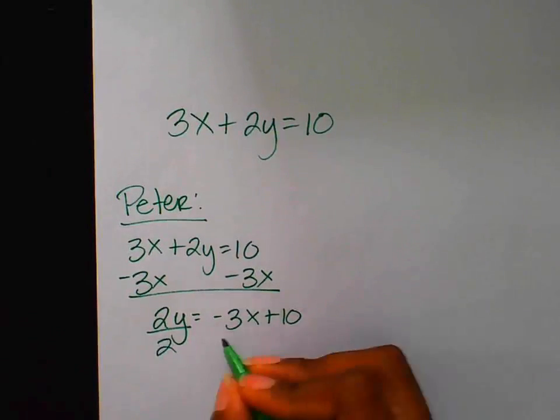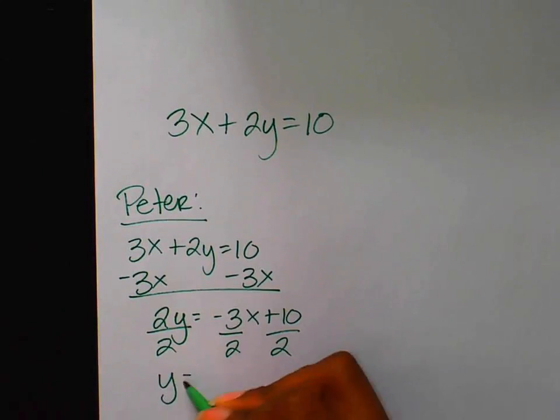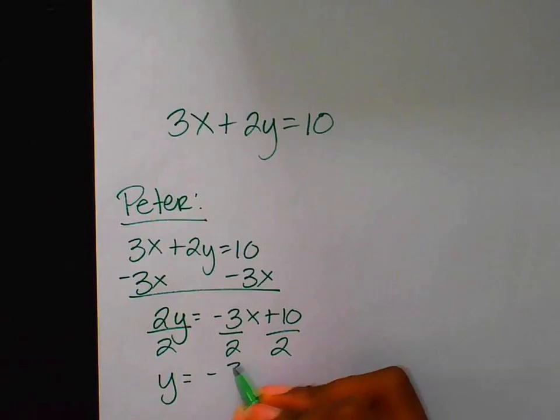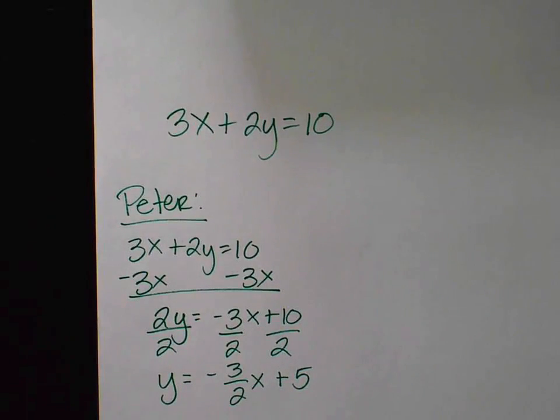He will divide everything individually by 2, and ends up with y equals negative 3 halves x plus 5.